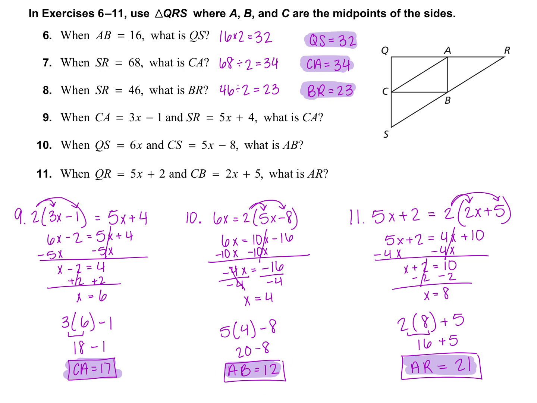Looking at the last one, number 11, QR was 5x plus 2, CB was 2x plus 5. They want me to find AR. CB is the same measure as QA and AR, so once I get that x, I just have to plug it into my AR. So I doubled CB, I solved for x and got 8, and then I plugged it into CB to get my AR. So if you solved it correctly, it should have been 21.